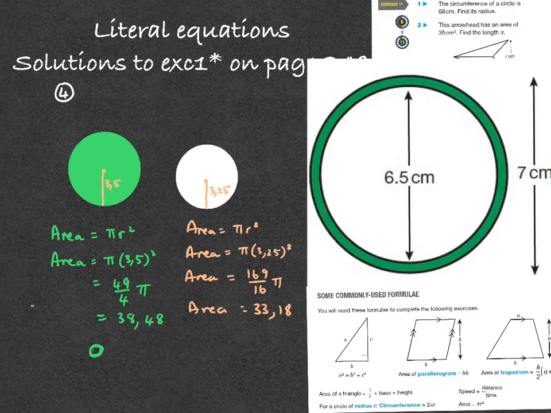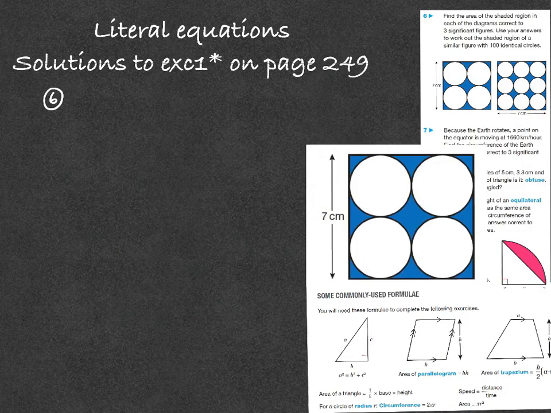What are you going to do then? Of course, the white one must be taken away from the green circle. So we're going to go the green area minus the white area, and the green area is that 38.48, and the white part here is 33.18. And if we subtract those two, we get, yes, 5.3 centimeters.